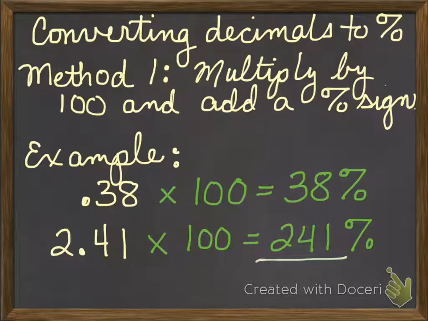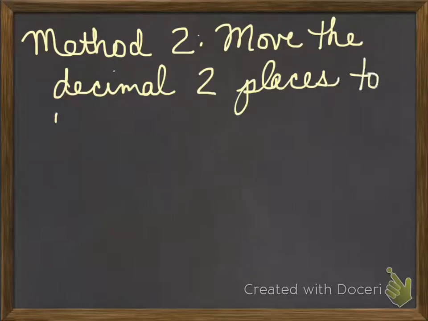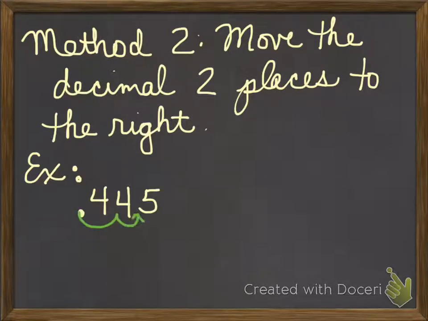Let's go ahead and look at method 2. Okay, method 2, what we're going to do is we're just going to move the decimal place. We don't have to multiply, we just move the decimal place 2 places to the right. So let's look at how we do that. I've got 0.445. I'm going to look at where my decimal place is, move it 2 spots to the right, rewrite my number with the decimal place, and then add a percent sign.